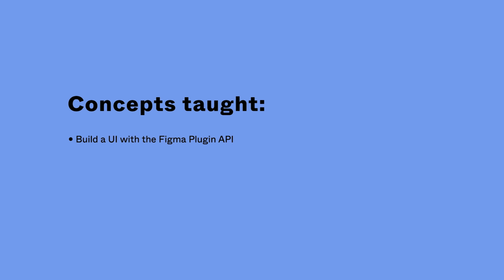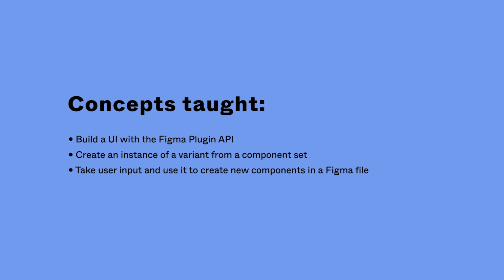You might be wondering, why are we building this plugin? This example will teach us fundamental concepts like how to build a UI with the Figma plugin API, create an instance of a variant from a component set, and take user input to create new components in a Figma file. This beginner series focuses on these important skills. You'll need a good foundation in order to build more complex plugins in the future.